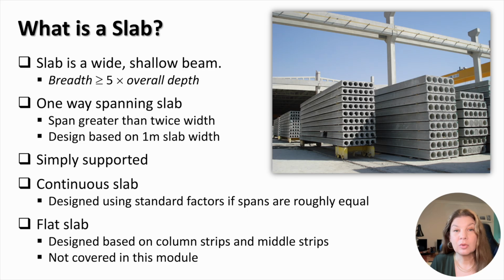Slabs can be considered as wide, shallow beams with a breadth larger than 5 times the depth. A slab with a span longer than 2 widths is considered as a one-way span. The design of slabs is based on a 1 meter wide strip on simple supports. The design of continuous slabs with roughly similar spans can be based on the use of standard factors. Flat slabs are supported directly by columns and therefore divided in design into strips passing over columns and between columns. We won't be covering the design of flat slabs.